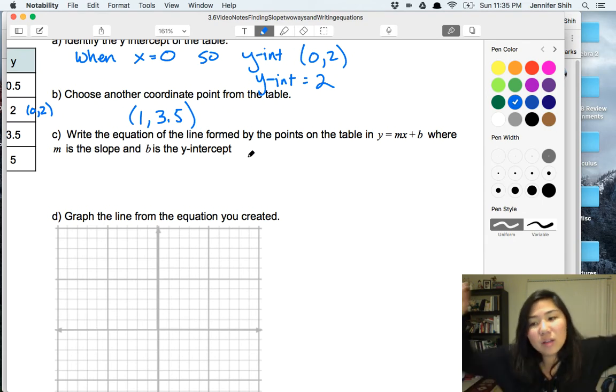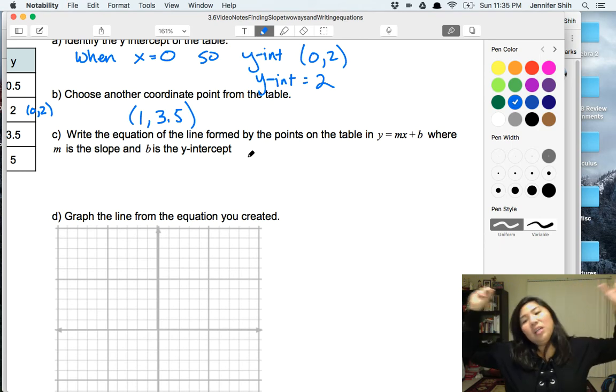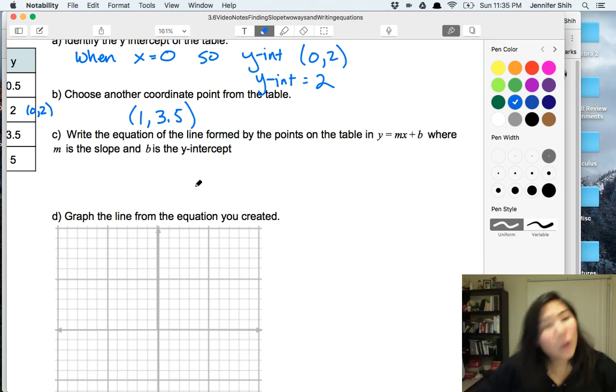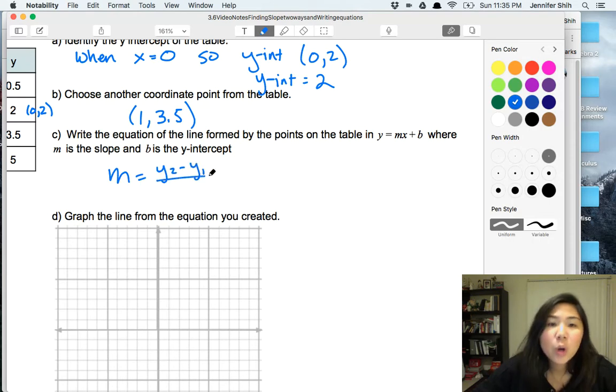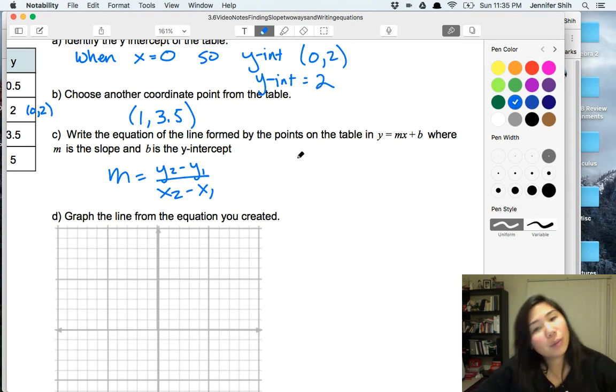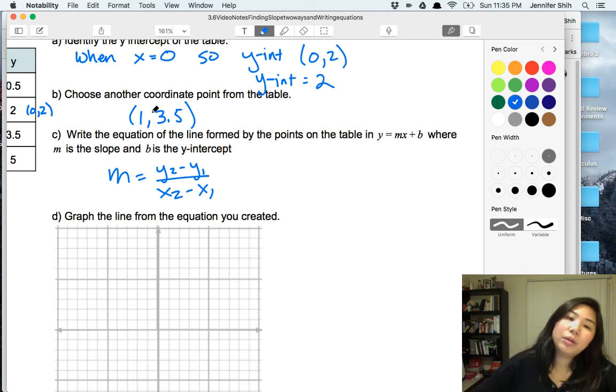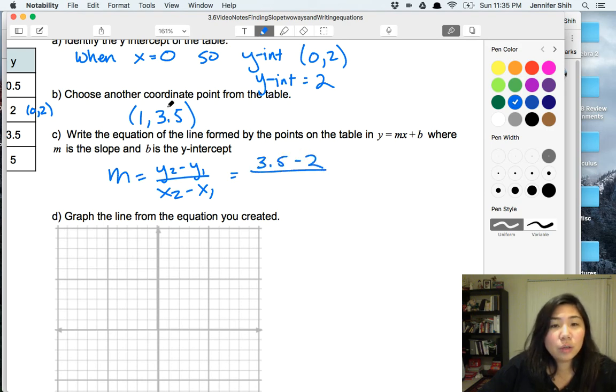Oh no, how are we going to do this? Because I don't know the slope. Oh wait, I have a formula. m is equal to y2 minus y1 over x2 minus x1. So I have 2 points here. I'm going to use my y-intercept point, and the point I just chose from the table. So y2, 3.5 minus 2 over x2, 1 minus 0.